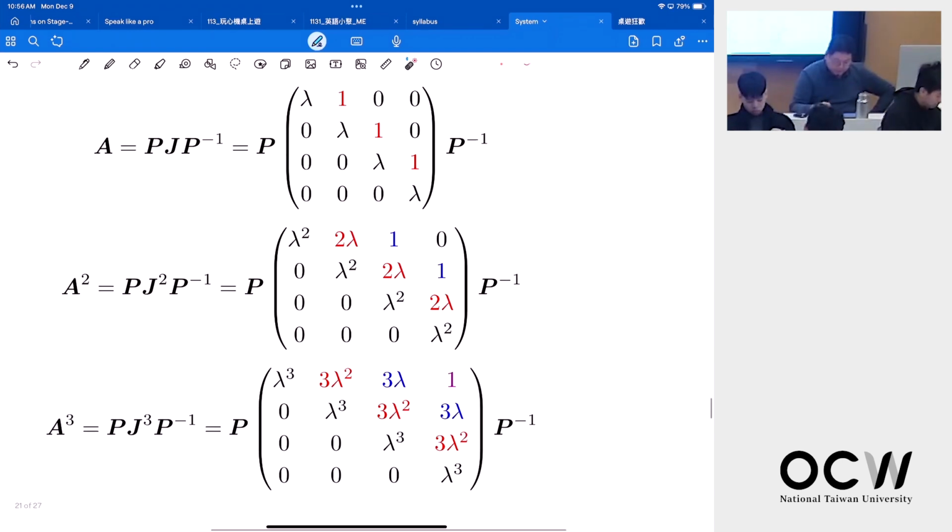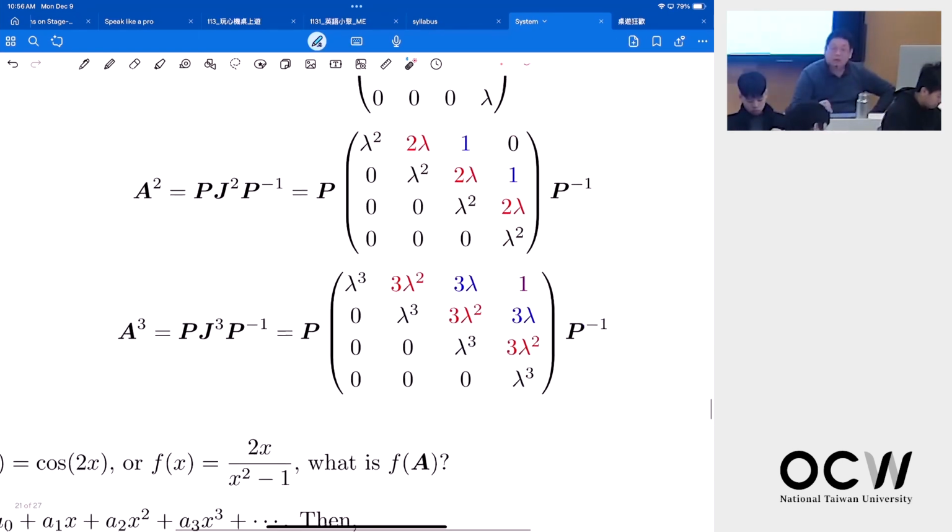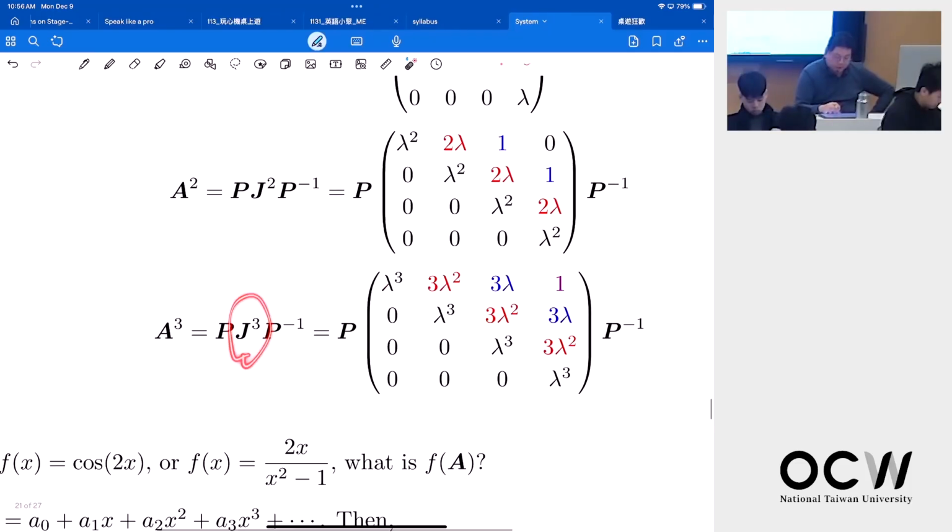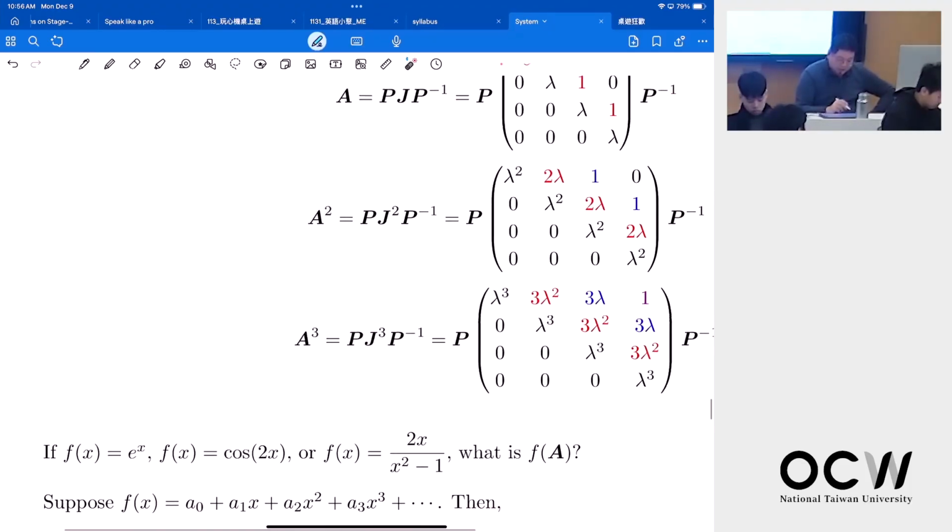Okay? So this is just the Jordan block. But now, if I have a function, a different kind of function, then what is the f of a matrix?